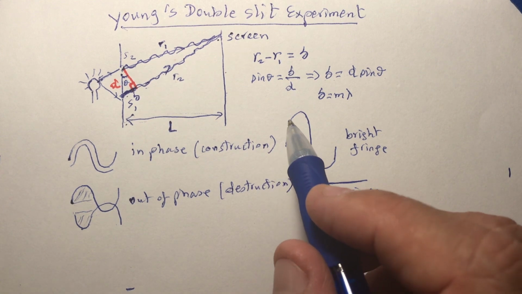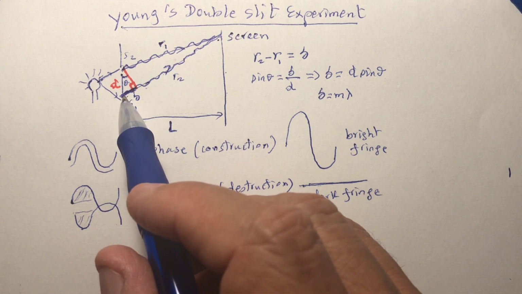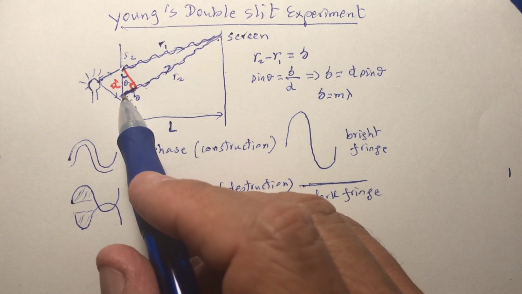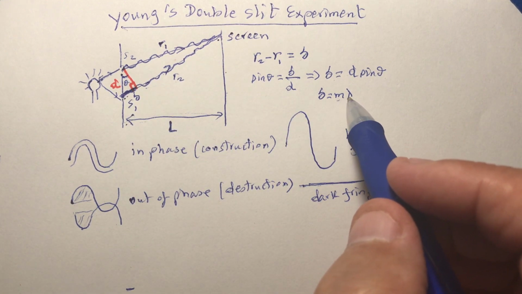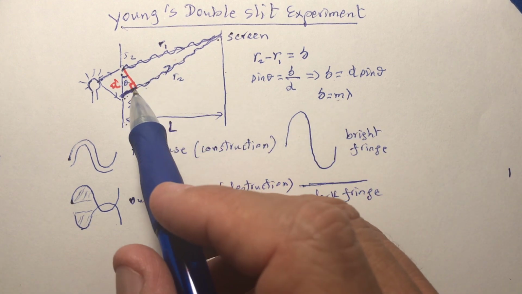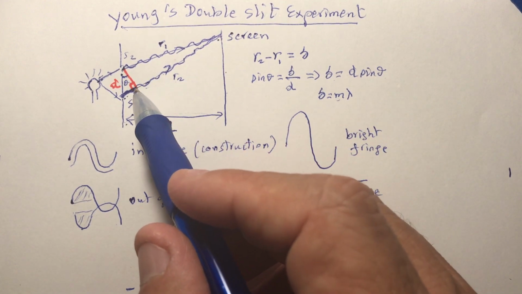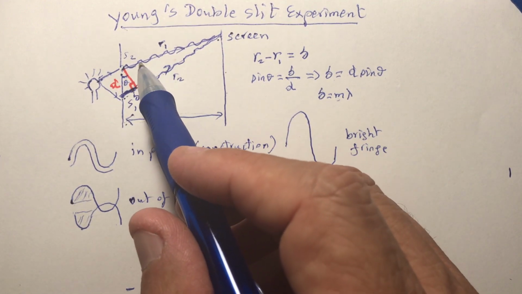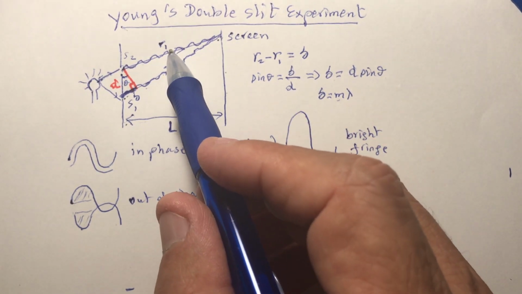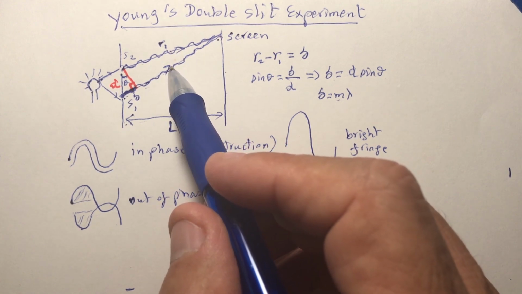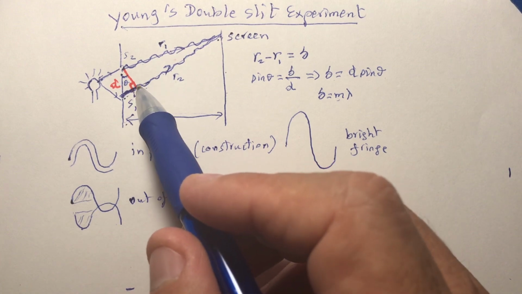Why? Try to follow me carefully because this is tricky. Let's see if m is equal to 1. We have only 1 lambda. At this point, this wave is going to be behind this one by 1 lambda. So the next wave of this one will meet the next wave of the other one in phase, because the difference is lambda.